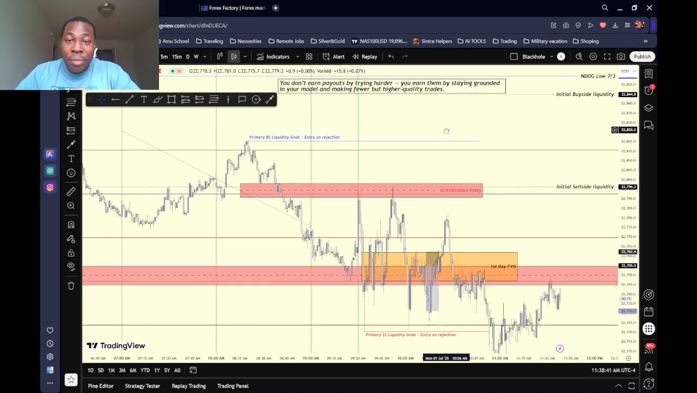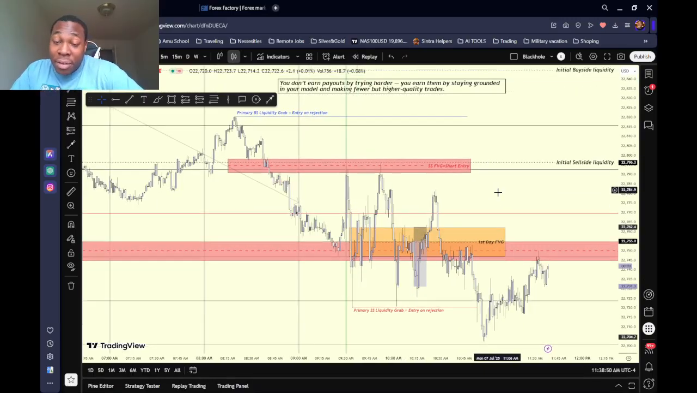You don't earn payouts by trying harder. You earn them by staying grounded in your model and making fewer but higher quality trades. So in that case, W for me for not taking any trades on my live account, and also W for me for walking away at break even and not trading anymore. There's no real point in putting my account at risk when the game is already against me, and it's really against me on a day when none of the cards are stacked in my favor.